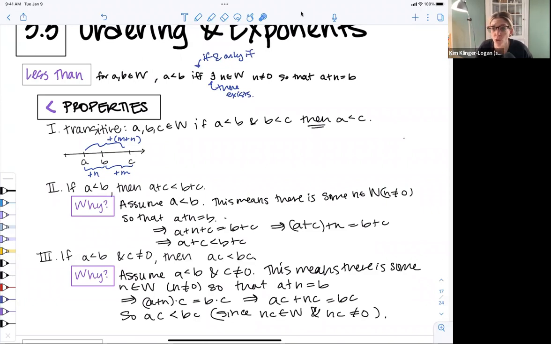And in fact, this would no longer hold because if C were zero, the left-hand side is zero and the right-hand side is zero. And zero isn't less than zero, it's equal to zero, or maybe less than or equal to zero, but we're not including the equality here on this side.